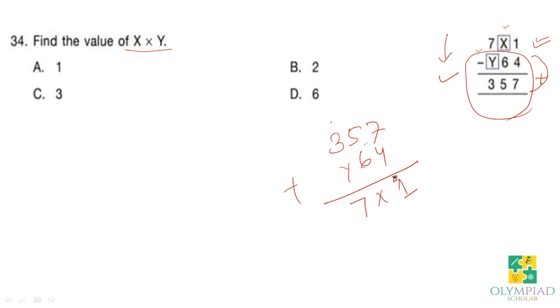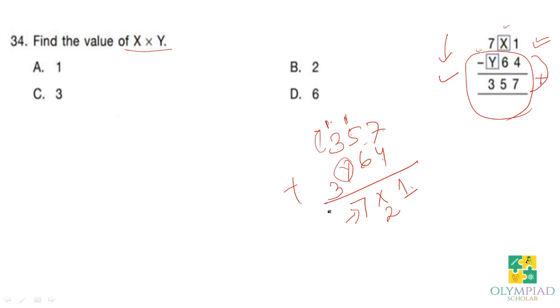Okay, so now I think it has become easier. 7 plus 4 equals 11, means carry 1. So 5 plus 1 is 6, 6 plus 6 is like 12. So this x becomes 2 and you will get another 1 here. So this is 3 plus 1, 4, plus something will give rise to 7.